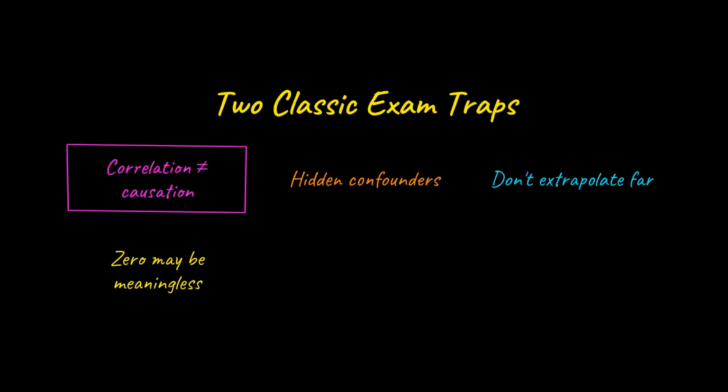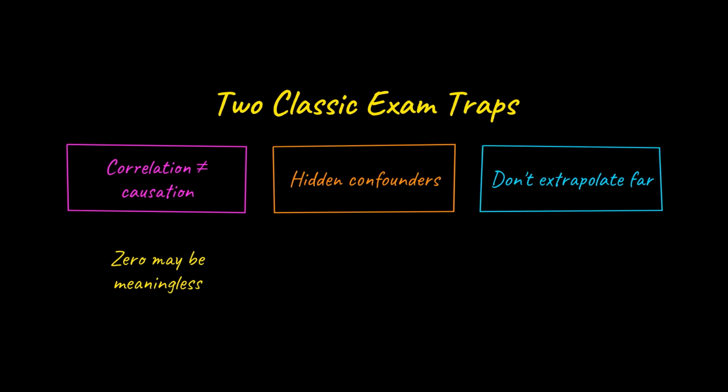2 traps appear frequently on exams. First, a regression line does not prove causation. A relationship between visits and revenue may be driven by unmeasured variables. Second, prediction should not be extrapolated far beyond the observed data range, where the linear pattern may no longer hold.